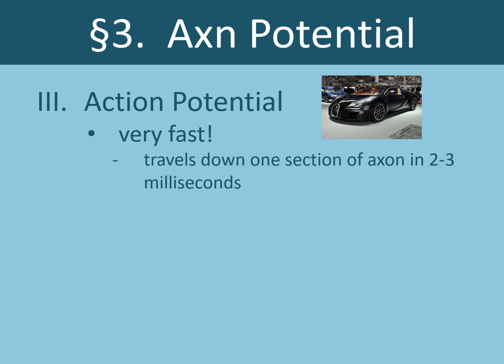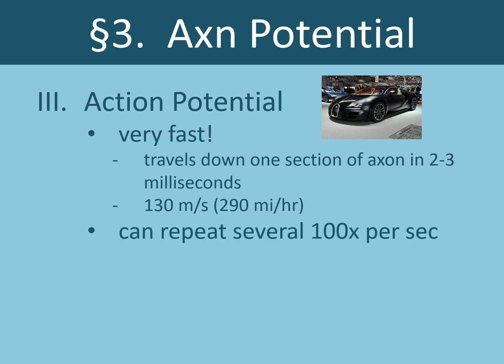An action potential travels down one section of an axon in 2 to 3 milliseconds. That's about 130 meters per second or 290 miles per hour. Action potentials can repeat several hundred times per second. That's including the refractory period.